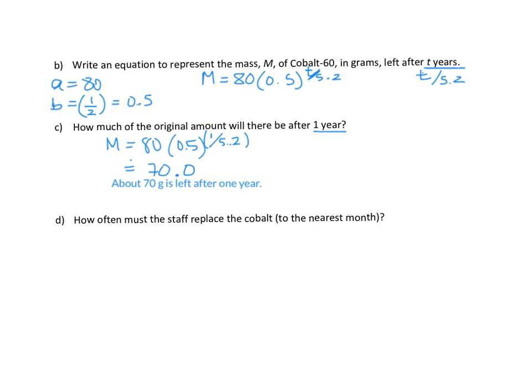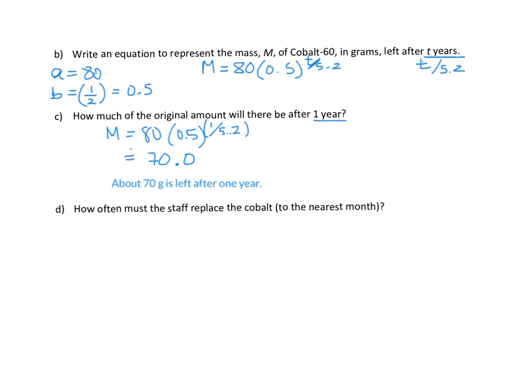We want to know when is that mass going to equal 25. So 25 will be in for the mass, and that's equal to 80, 0.5, to the exponent t over 5.2. Divide both sides by 80 to start getting our exponent by itself. Divide by 80, and then 25 divided by 80, that gives me 0.3125, and that's equal to 0.5 to this exponent. Now, what I'm going to do is just try different exponents on 0.5.